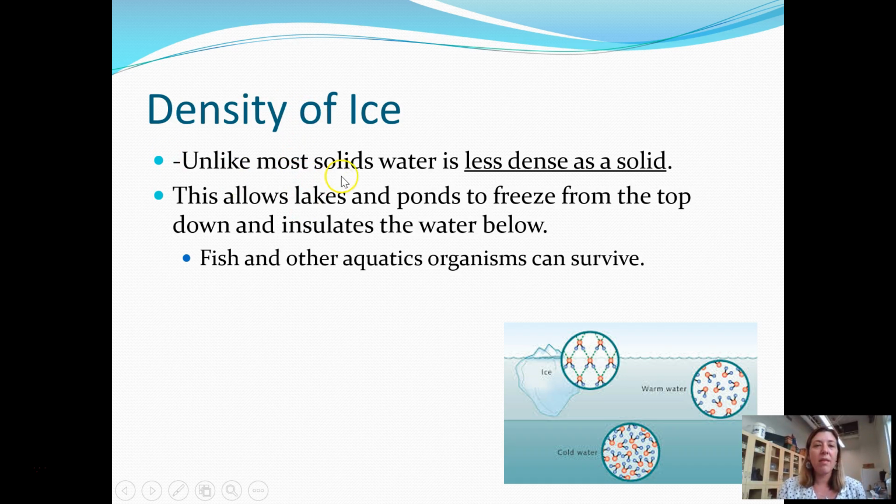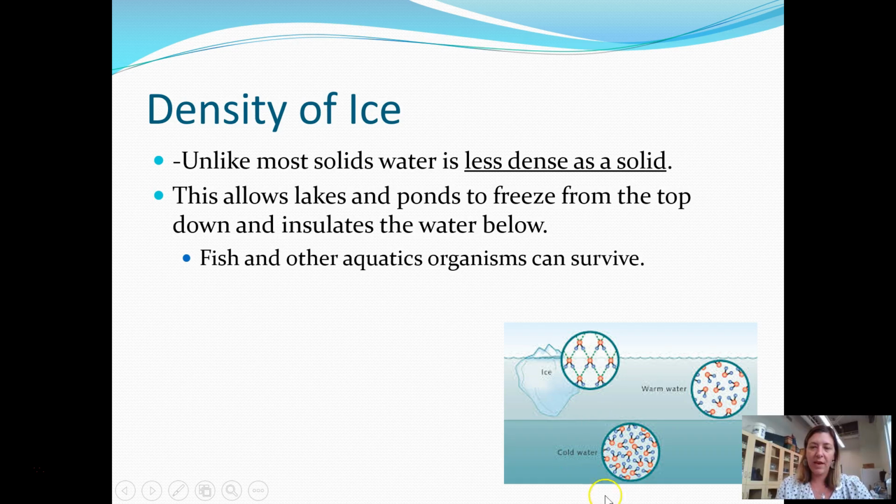So here it says, unlike most solids, water is less dense as a solid. Okay, that's really important. Basically, the way that water's hydrogen bonds are oriented as it freezes makes the individual water molecules actually push away from each other, which makes it less dense. Most other liquids actually pack their molecules more tightly together when they're frozen, right? Which makes the frozen version, also known as a solid, have a higher density than the liquid.